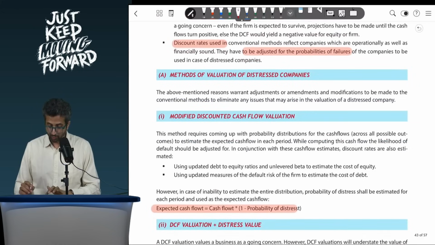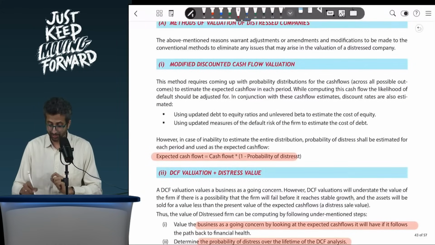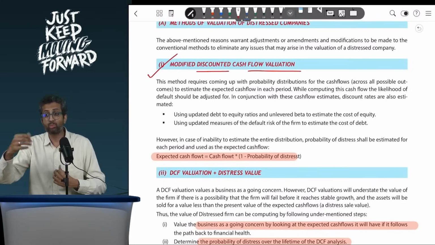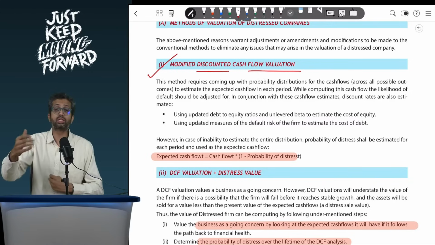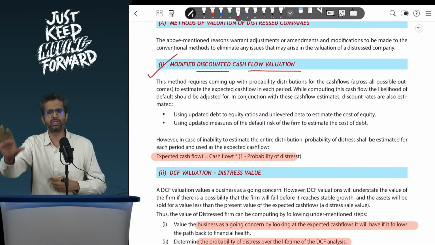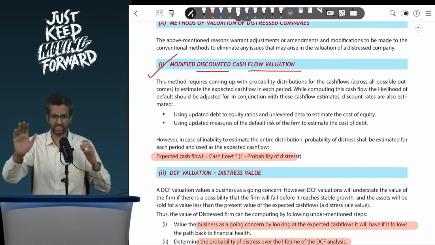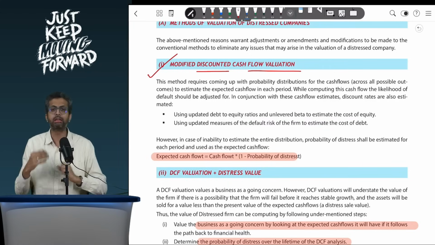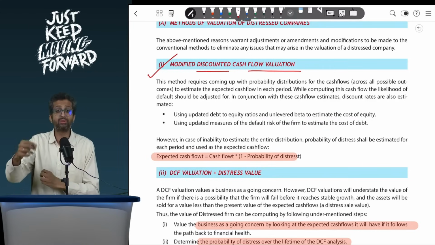So over here, for the method of valuation, there are three different things. The first is you calculate something called a modified discounted cash flow valuation, where you try to modify the cash flow considering the probability of distress. Probability of distress can be derived using various things, but from an exam perspective, let us say the probability of distress would be given.